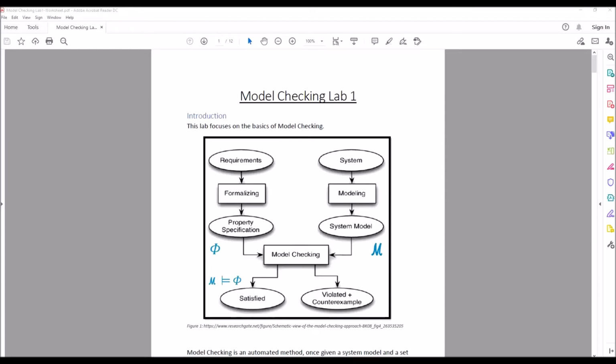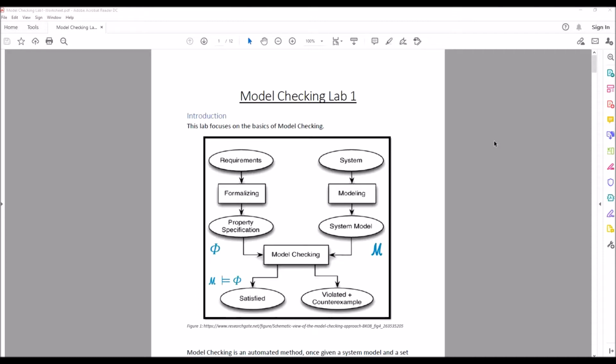Welcome to the Introduction to Model Checking Lab 1. In this video we'll just go through the introduction to the new lab. Basically we're just going over the theory that you have covered already in your lecture slides, just so we have a recap before we start into the questions. So, introduction: this lab focuses on the basics of model checking.